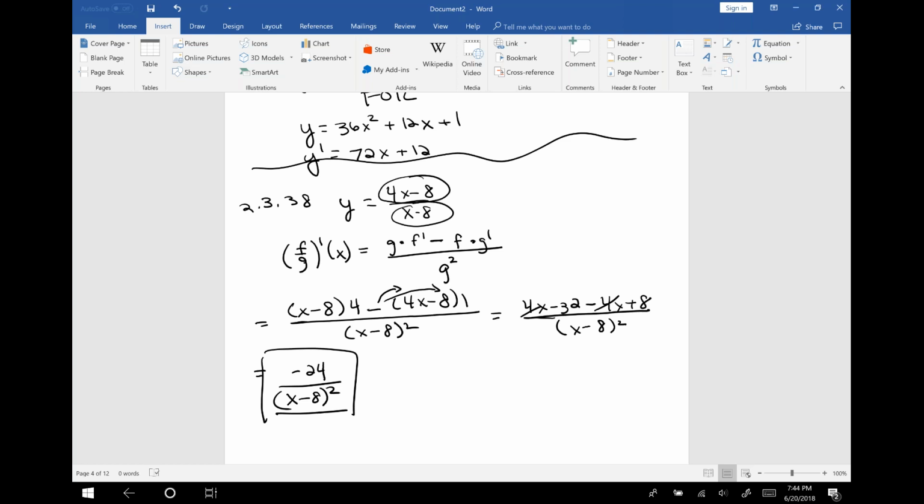So I think that's all that I'm going to do on this section, unless there's something else that you want me to do. If there's something else you want me to do, let me know. Otherwise, I'll move on to the next section.